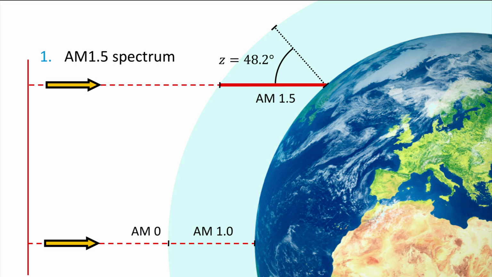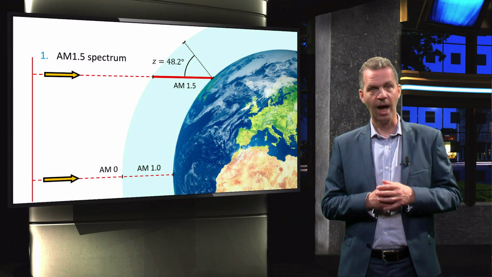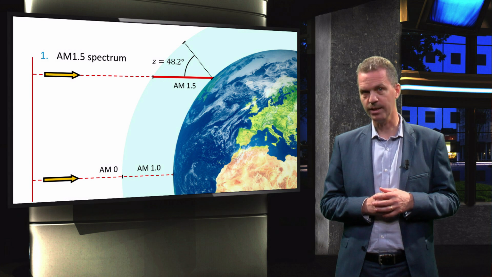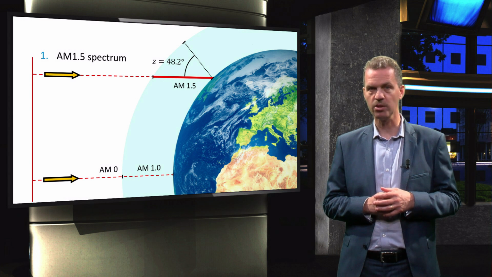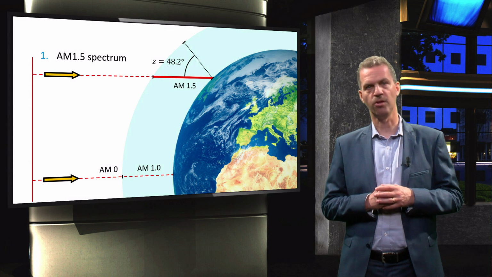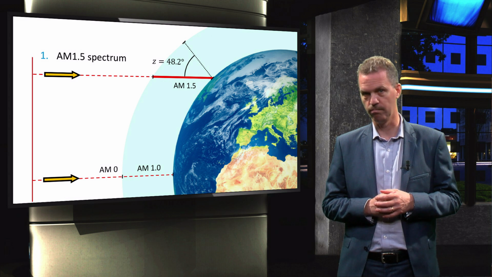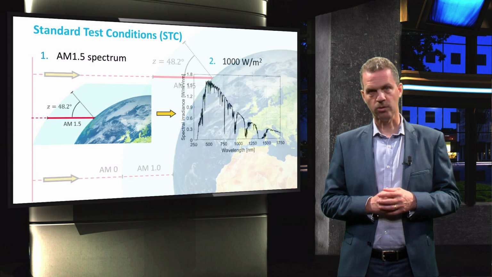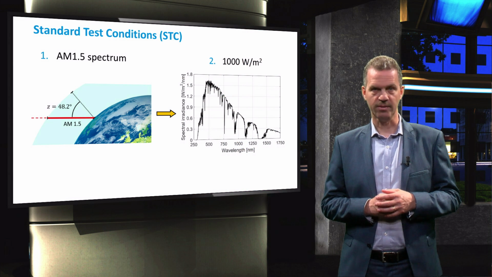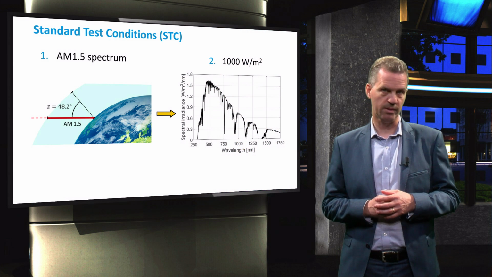This air mass is found at a zenith angle of 48.2 degrees, which for your reference is around the latitude of the city of Paris in France. At this latitude, sunlight is attenuated by a distance of 1.5 times the thickness of the atmosphere, hence the name AM1.5 spectrum. The second condition is the incident light intensity in units of power density.